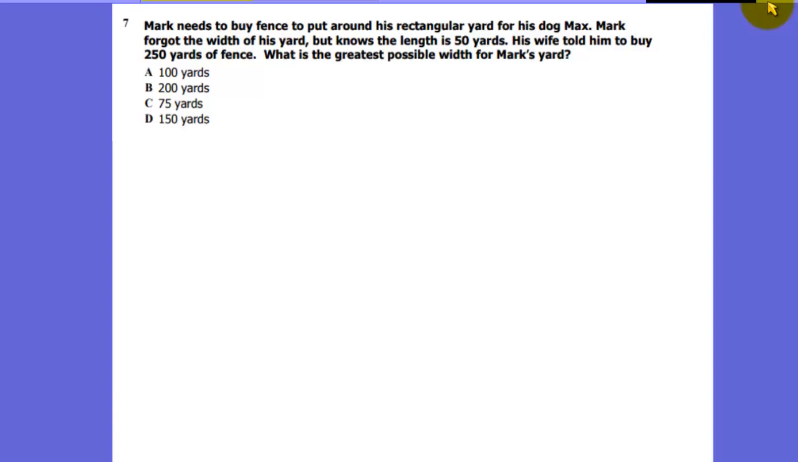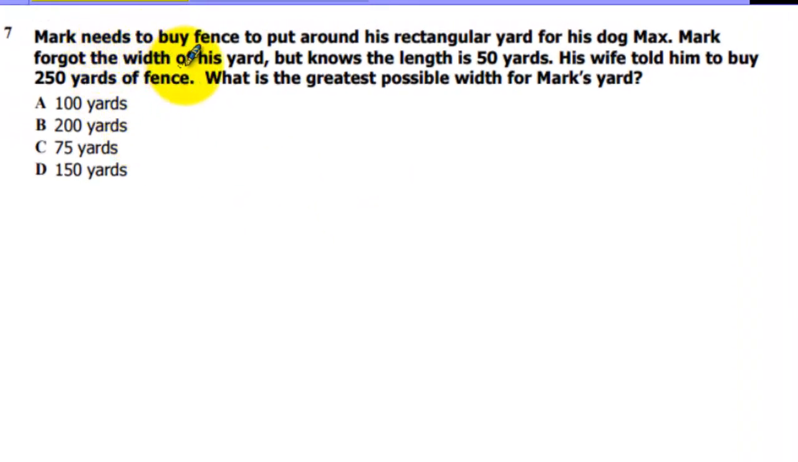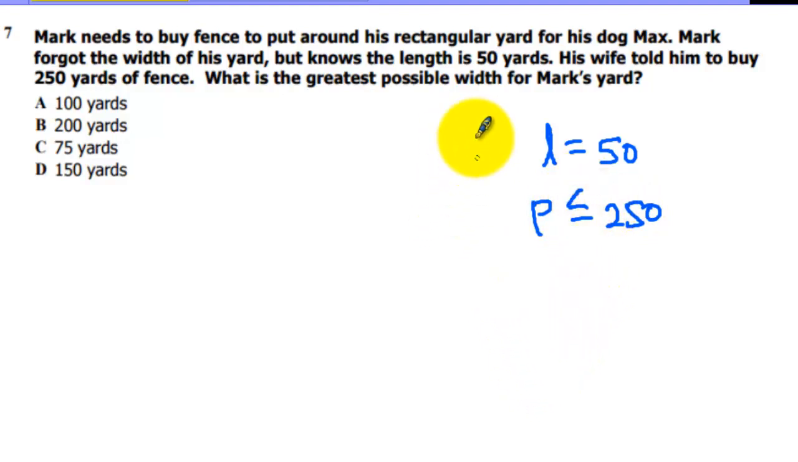Next, common mistake. So Mark needs to buy a fence to put around his rectangular yard for his dog Max. Mark forgot the width of his yard but knows the length. So the length is equal to 50 yards. Now his wife told him to buy 250 yards of fence, so that should be our perimeter. Possible maximum perimeter will be 250 yards. So we can say that the perimeter can be equal to 250. It's also possible that the perimeter will be less than 250. What is the greatest possible width for Mark's yard?